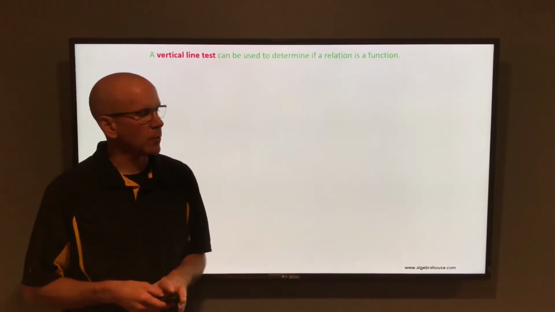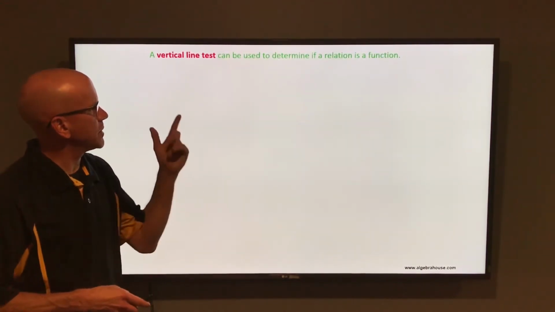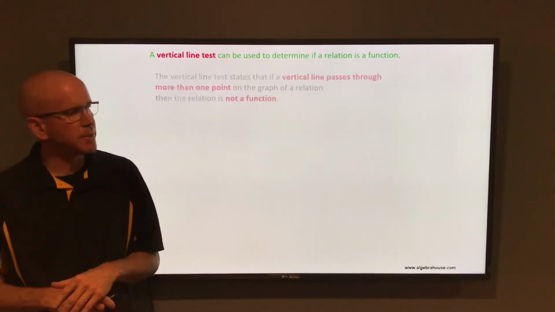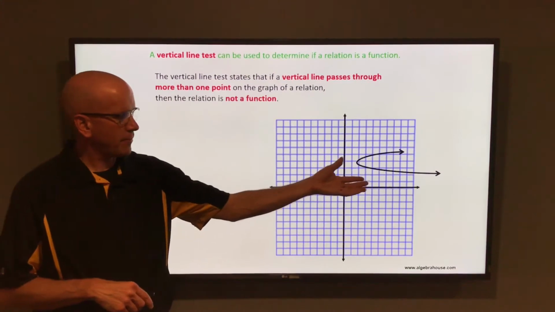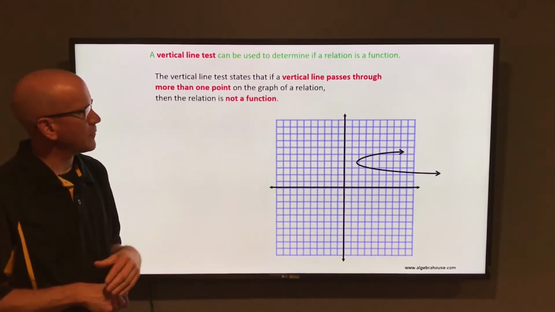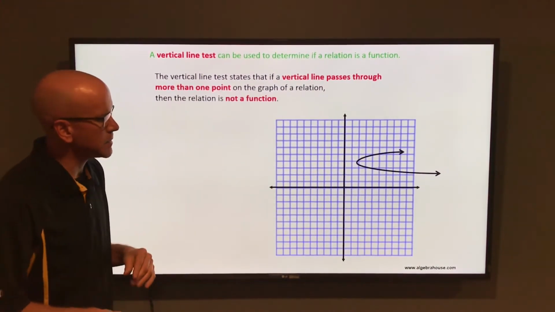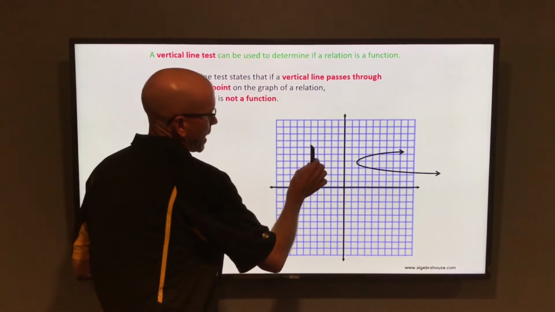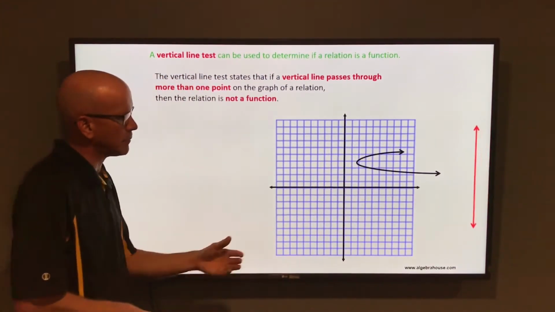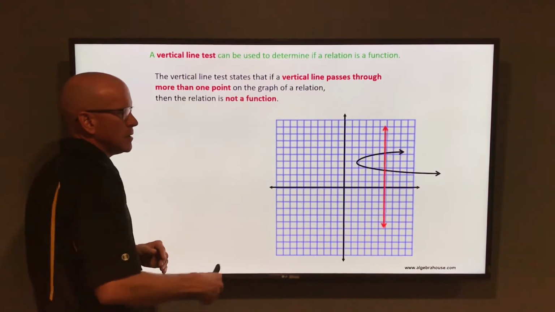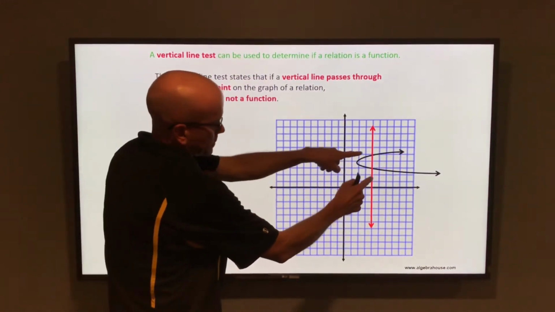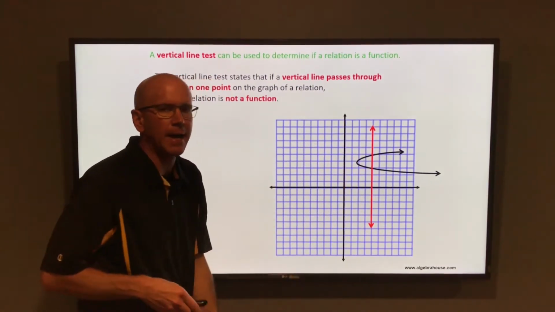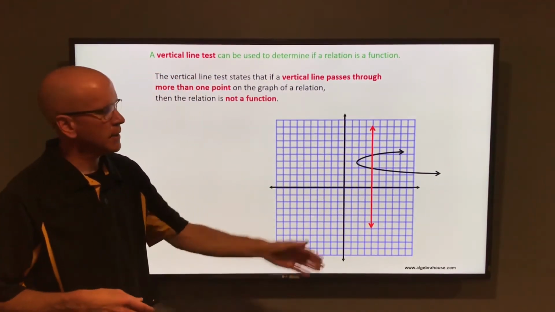There's what's called the vertical line test. A vertical line test can be used to determine if a relation is a function. So let's say you have a graph. What the vertical line test does is that you imagine a vertical line passing through that graph. In fact, I'll bring one right now. You bring a vertical line through that graph. If that vertical line hits in more than one place as it is passing through, then that's not a function.